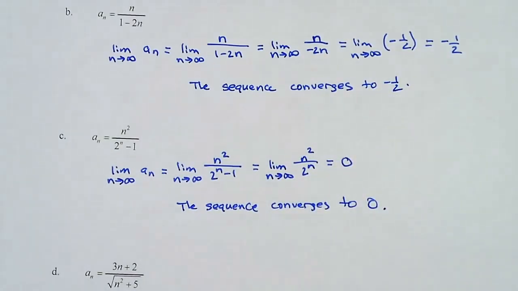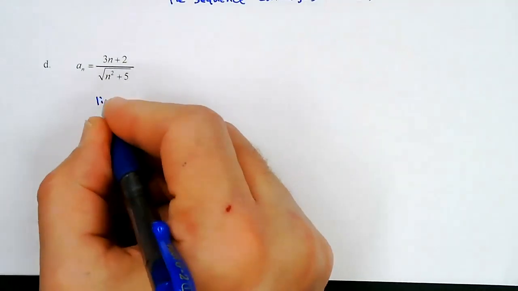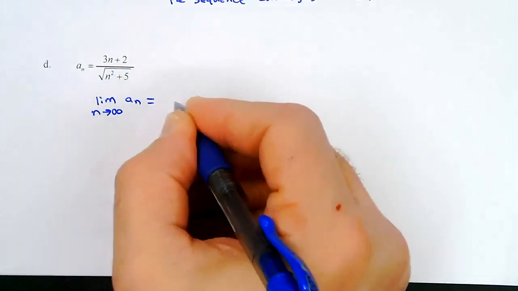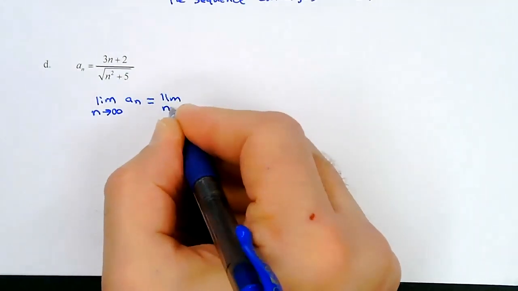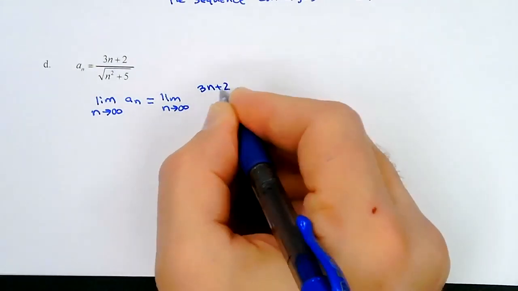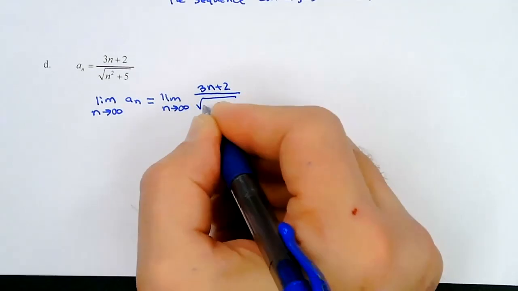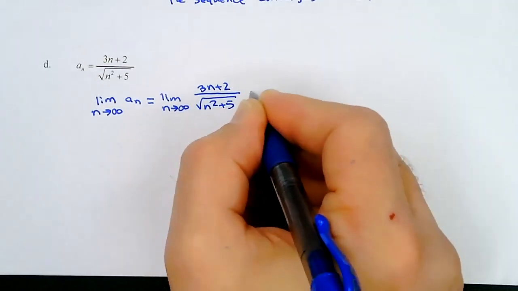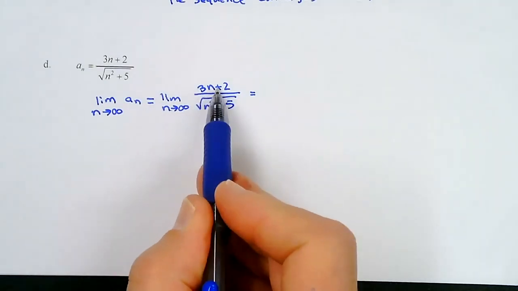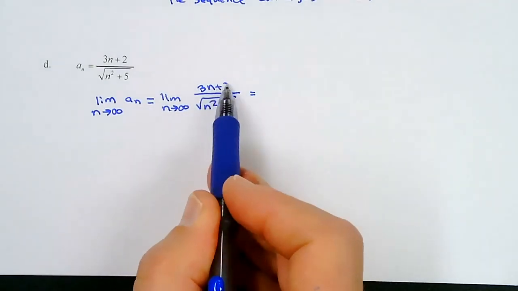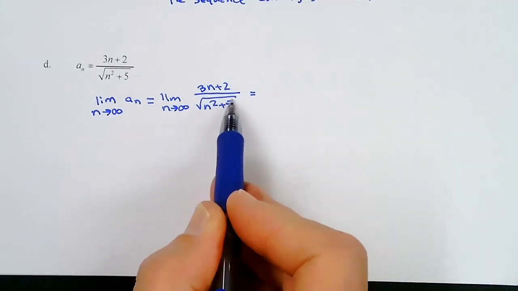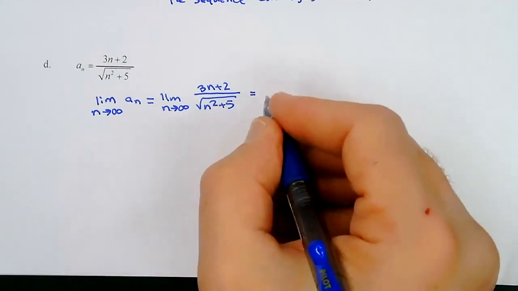Okay, let's do this last problem. For this one, we're going to take, again, the limit as n goes to infinity of a sub n. That would be the limit as n goes to infinity of 3n plus 2 over the square root of n squared plus 5. Because n's going to infinity, we look at what's causing the most growth in the numerator, and it's this 3n. The plus 2 is insignificant. We have a square root, and inside the square root we have n squared plus 5, and the plus 5 inside that square root is insignificant.